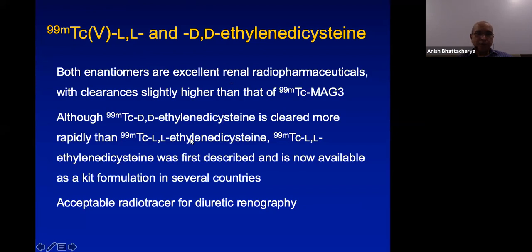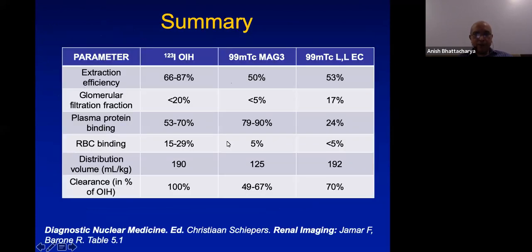LL-EC has a higher clearance than that of MAG3, and this is available within our country, as I said, produced by BRIT itself. So when you compare the three, OIH, MAG3 and LL-EC, if you have availability of OIH, you can use it. It's preferable. It has a very high clearance rate, much higher extraction efficiency, all in all better characteristics. But since we don't have it, we have a choice between these two. Out of these, LL-EC is definitely a better agent when it comes to extraction efficiency. It has a much lower plasma protein binding, and the clearance is also slightly higher than that of technetium MAG3.